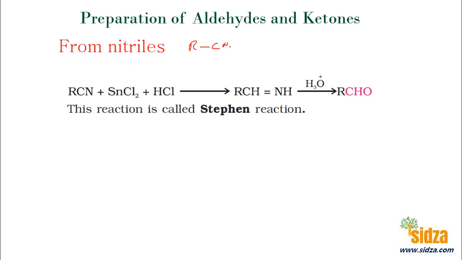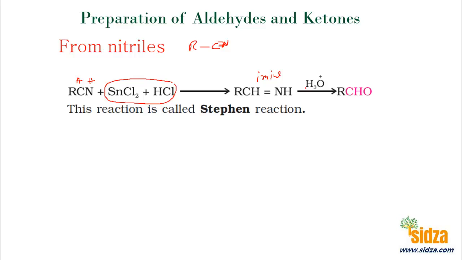Here we have a carbon nitrogen triple bond, and if you reduce the nitriles, for the reduction we can use the stannous chloride and the HCl. This is a very strong reducing agent. It can reduce this alkyl cyanide: one of the pi bonds of the carbon nitrogen triple bond will break, the carbon gets one hydrogen, and nitrogen gets one hydrogen, so you get an imine.